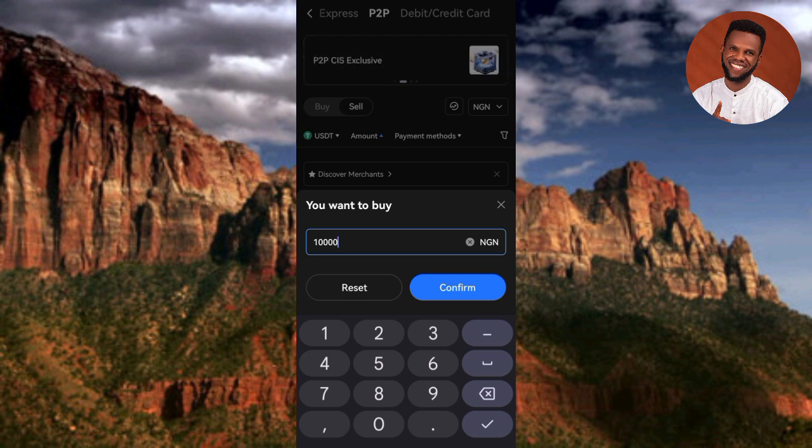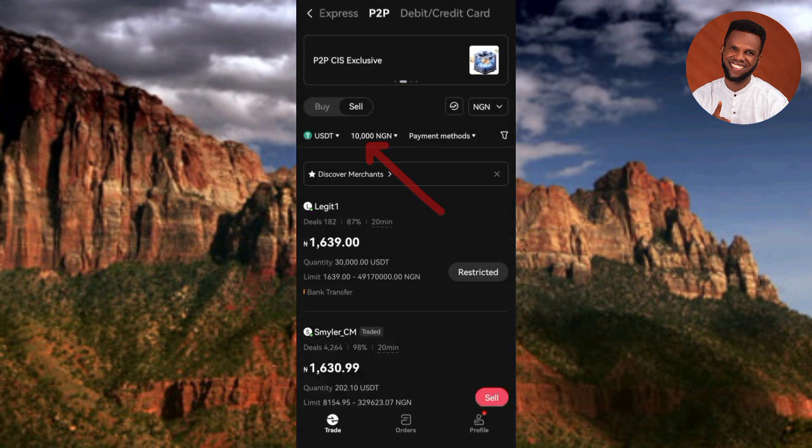Some of them can sell, some of them can do business at the level of 10,000 and above, some at the level of 100,000 and above, some at the level of 200,000, even some at the level of 1 million and above. So you have to input the level of the USDT they want to sell. So I want to sell USDT that is worth about 10,000 naira. So let me put it there. Then let me tap on confirm. Then you can see now 10,000 has been chosen.